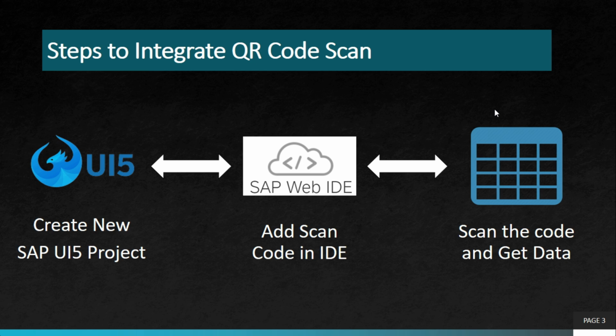So the steps to integrate QR code scan are very simple. You need to create a simple SAP UI5 project. Then you need to add a scanning functionality in the code, and then you just run the application, scan your code, and get data. This data you can use either to send to the backend and perform some audit operations, right?